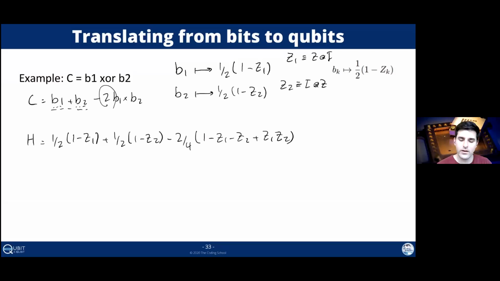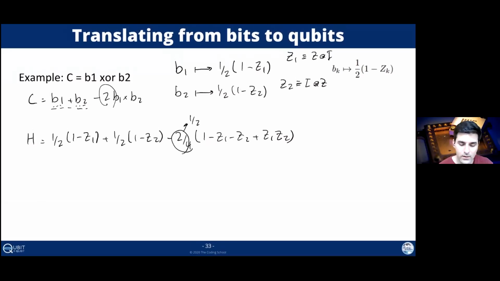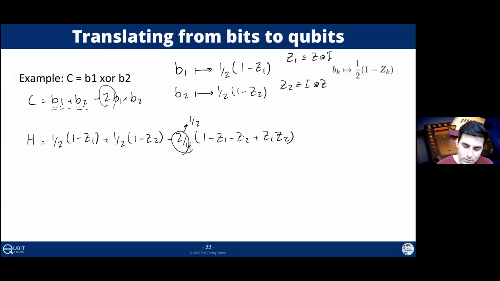So first of all, the 2 divided by 4 that we have here is just 1/2, and that makes life easier. So let's see, maybe I'll just do it in 2 steps. I have 1/2 minus Z1 divided by 2, plus again another 1/2 minus Z2 divided by 2. So that's just expanding the first part. The second part is going to be plus 1/2 because I have minus 1/2. Oh, sorry, no, that's going to be minus 1/2.